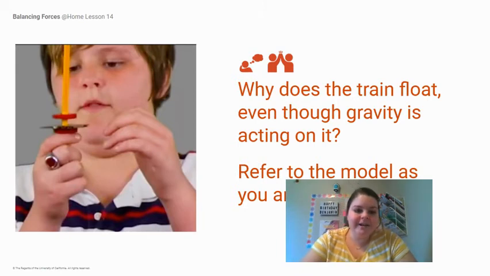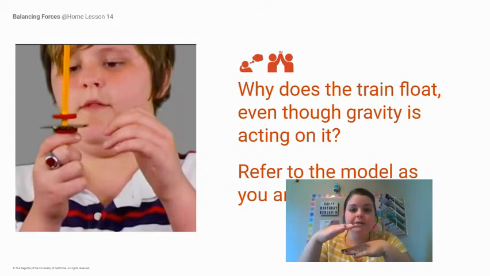All right, third graders, welcome back. Hopefully in your answer, you said something about the train floating even though gravity is acting on it because of the balanced force from the magnets. So in this model, you can see that the two magnets are repelling each other, which is causing the top magnet to float because it's being pushed away from the bottom magnet.